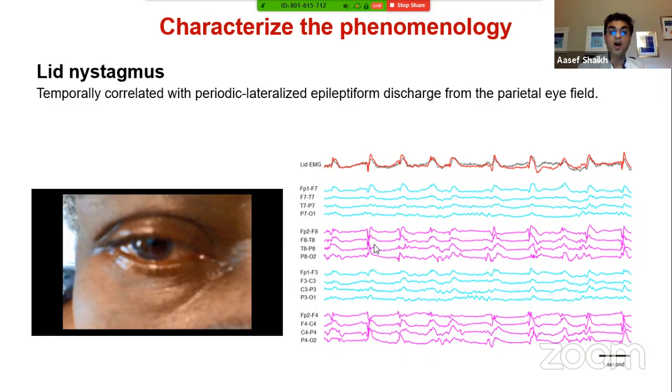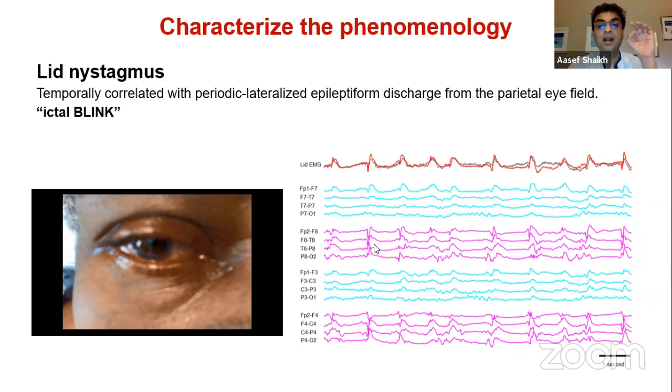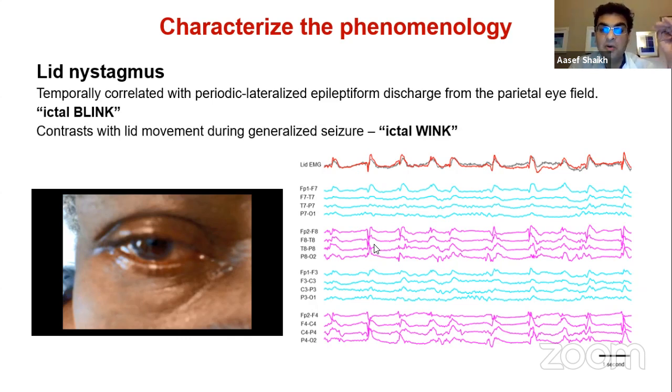I actually called it ictal blink because it's a blink, a bilaterally yoked movement of both eyes, and it involves your levator palpebrae superioris, which is for the blink, and that's why I call it ictal blink. Now, this is a little bit different than some lid movements that you would see in patients with generalized seizure, what I call ictal wink. Wink is actually one side. If you look at my face, this is wink and this is blink. When you see one side of the eye, it is your wink.